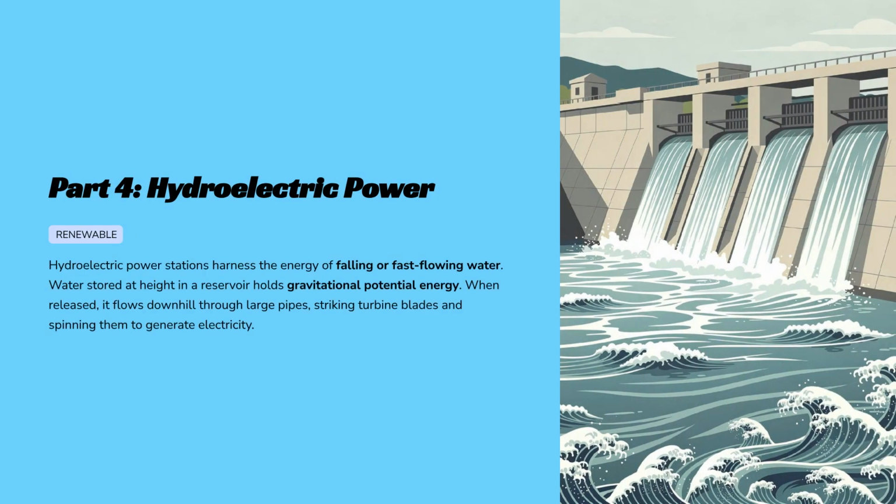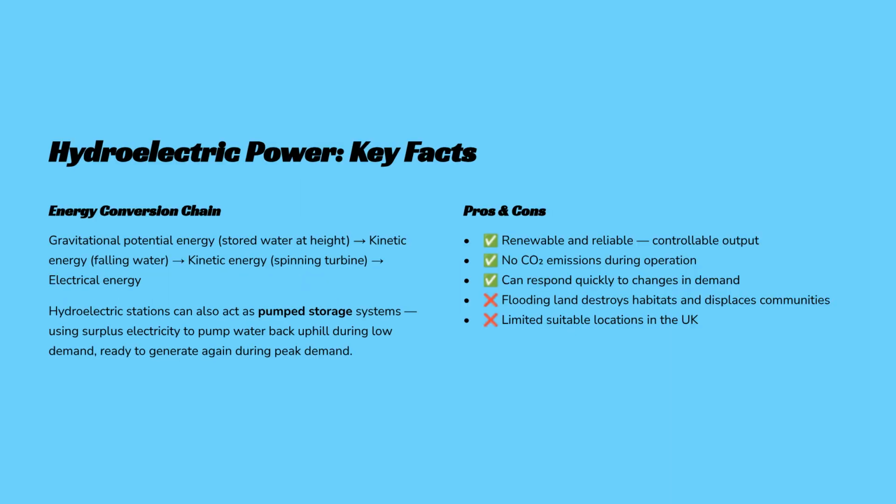Finally, hydroelectric power stations harness the gravitational potential energy of water stored in a reservoir, releasing it to spin turbines as it flows downhill. Hydroelectric power is both renewable and reliable, providing quick responses to demand changes without carbon emissions during operation. However, the flooding required can impact local habitats and communities.